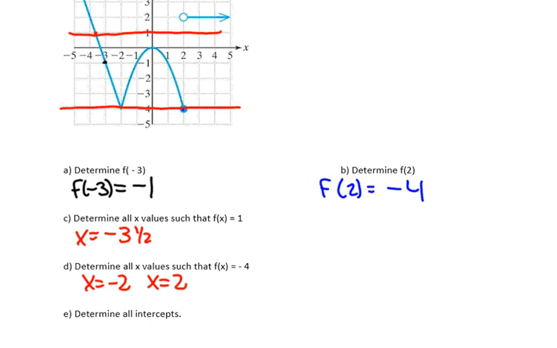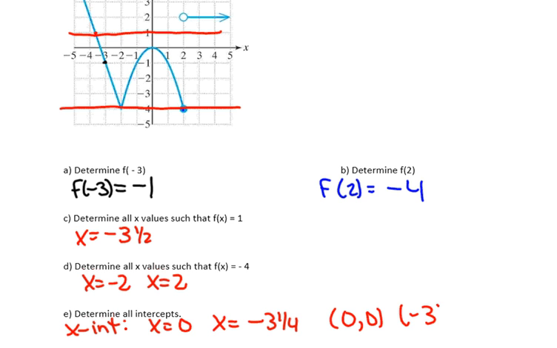Okay, part E is to determine all intercepts. Let's start with the x-intercepts. Remember, x-intercept is when the range is 0. Well, that happens at 0, and looks like about x is equal to negative 3 and 1/4. If I ask you to write them as ordered pairs, I can write it as 0, 0, and negative 3 and 1/4, comma 0.